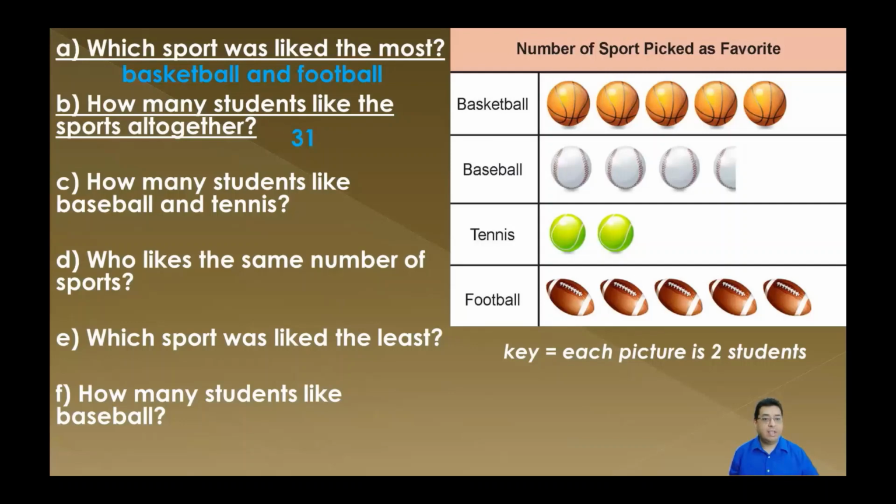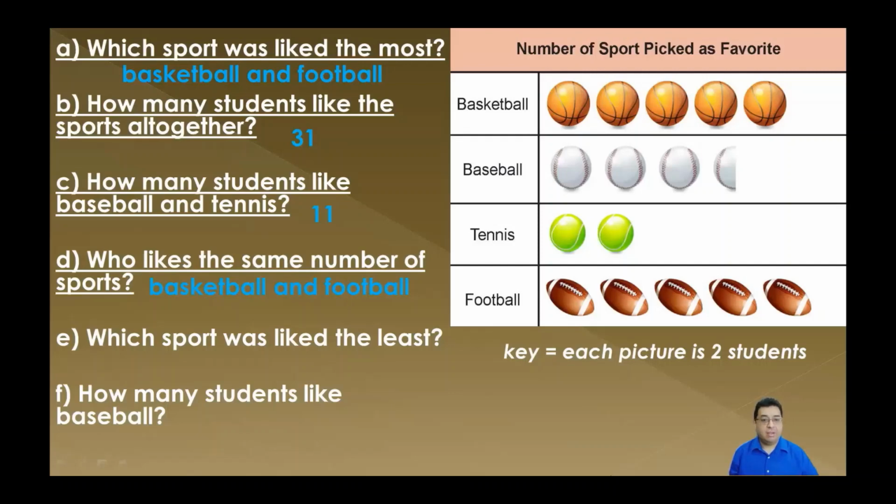Letter C, how many students like baseball and tennis? Again, if you look at baseball, there's only half, which represents how many? That's right, 1. So how many students like baseball and tennis? That's right, 11. Let's look at letter D. Who likes the same number of sports? So who likes the same sports amount? That's right, basketball and football.